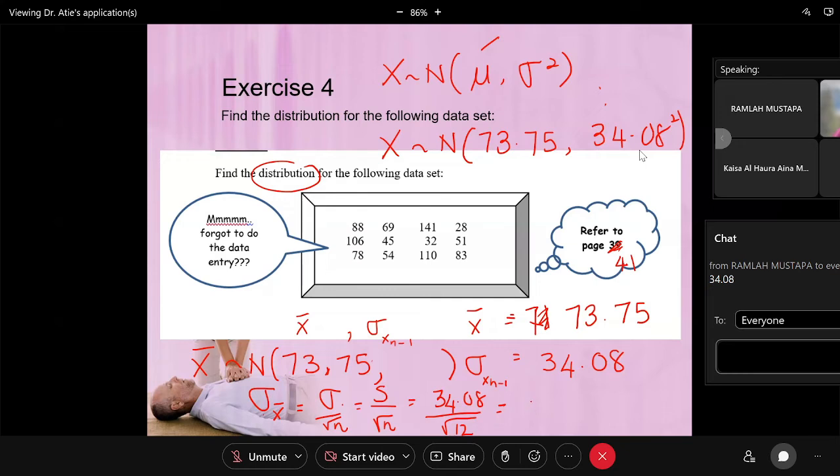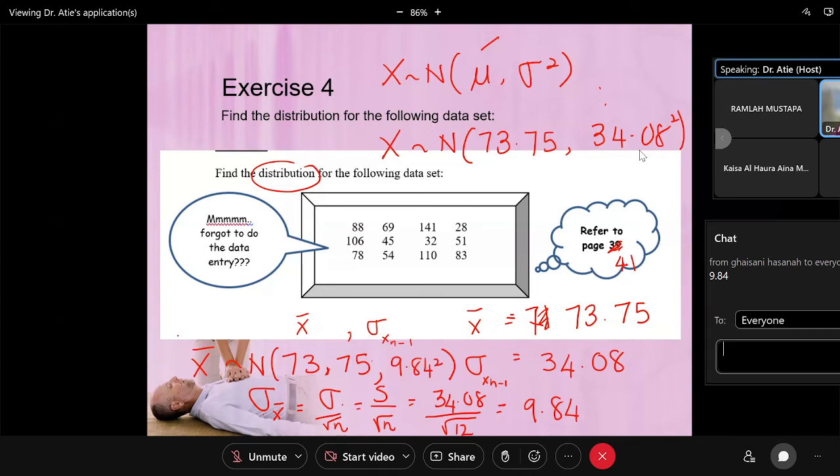Okay, anyone, any volunteer? Ada sesiapa yang boleh kirakan? Yes, thank you. Okay, 9.84. Thank you very much, people. 9.84. So we just put it here in our new distribution.